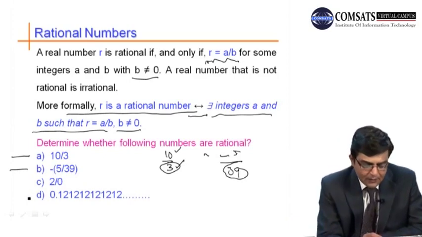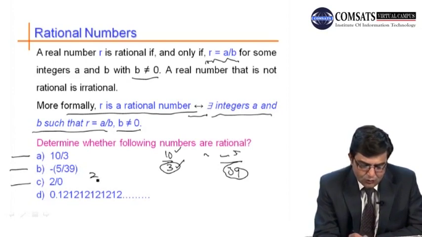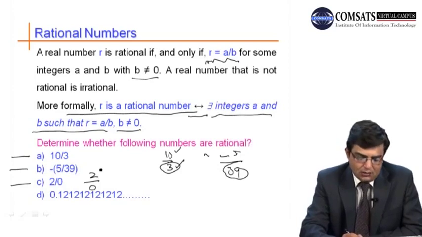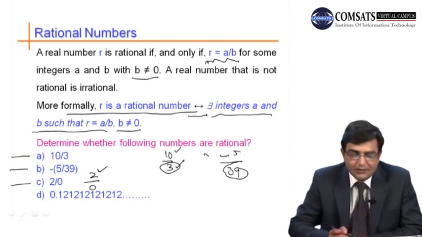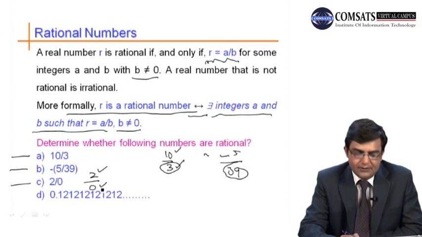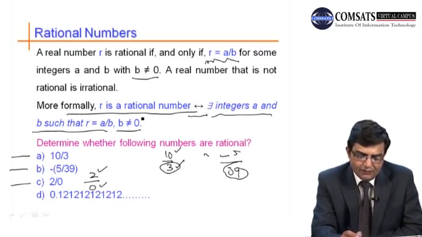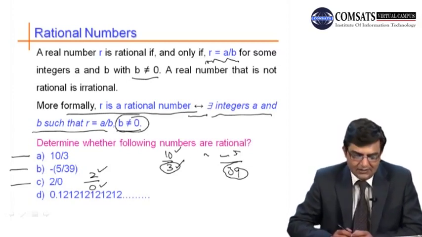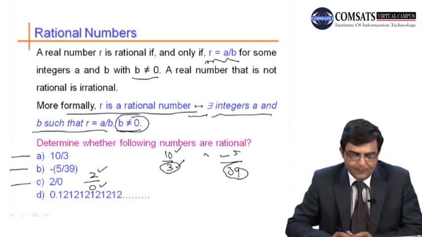Now in part C you can see that this number is actually 2 by 0. The first condition of the definition of a rational number is satisfied, because the numerator, the upper number, and the lower number 0 are both integers. But the second condition imposed in the definition, that the denominator b must not be 0, is not satisfied, so this number is not a rational number.